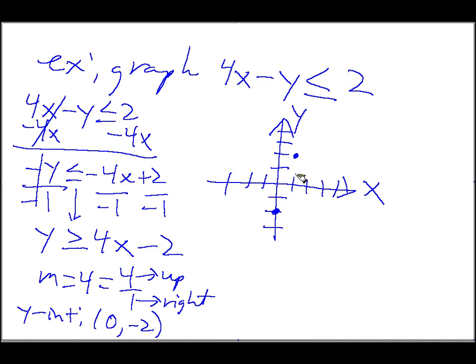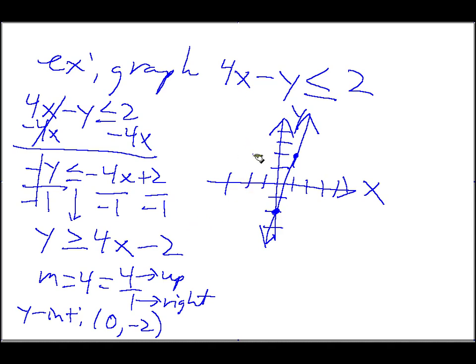Okay? And am I going to use a dashed line or solid line? Well, there's an equal sign on the inequality. If there's an equal sign, you use what? A solid line, because points on the line will also be solutions to this inequality. So I need to include these points. So therefore, I need to use a solid line. Do not use a broken line here. Use a solidly drawn line. All right?